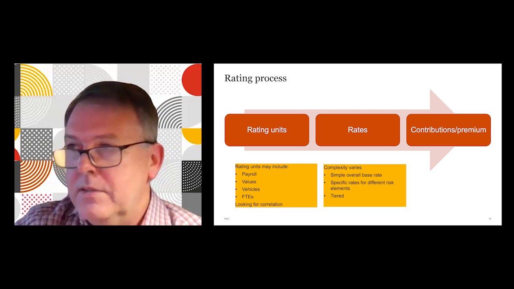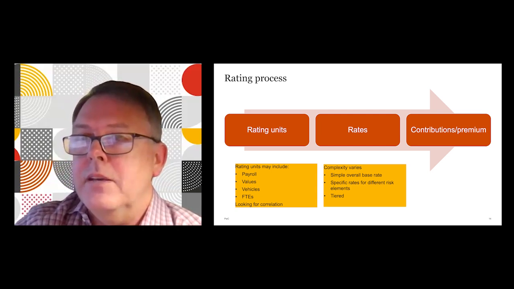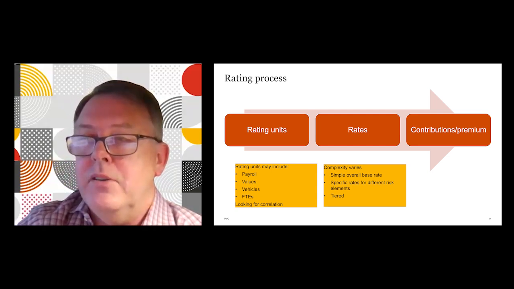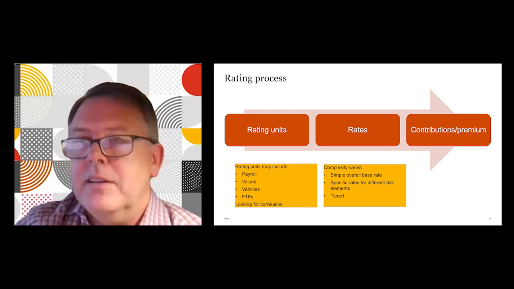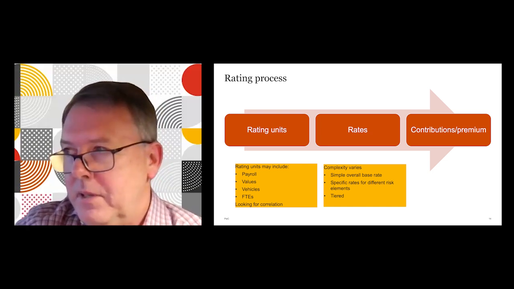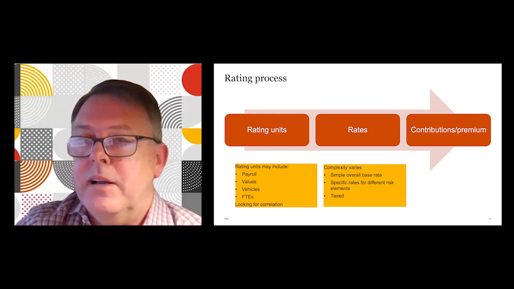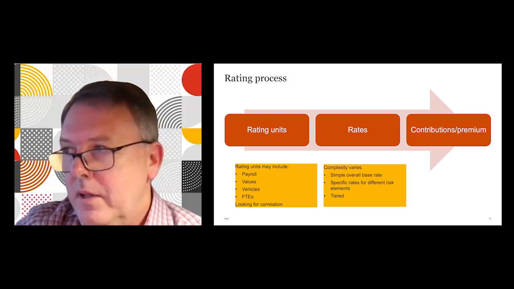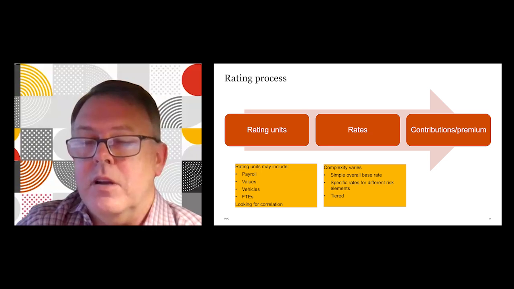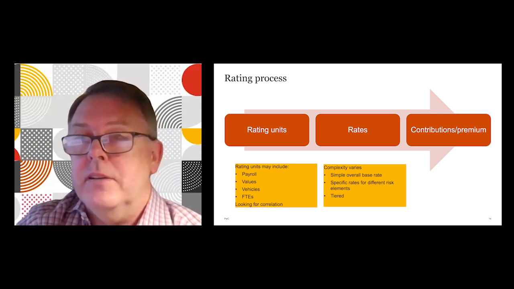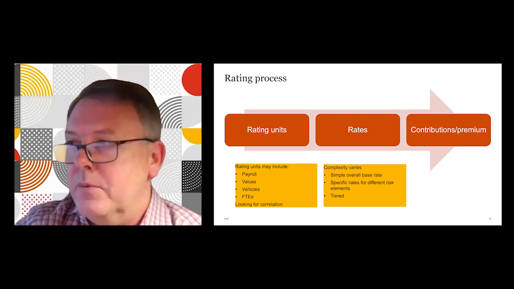So you have your rating units, you have your rates. That's based on your budgeted amount you want to collect. You translate that to rates, and the complexity varies. It can be very simple: here's a rate per payroll, and it just gets applied across the board. Or you could have specific rates for different risk elements like workers' comp. On pools, you'll have different rates for your different class codes because those class codes exhibit a different amount of loss propensity. And so in order to be fair, you would want different rates.